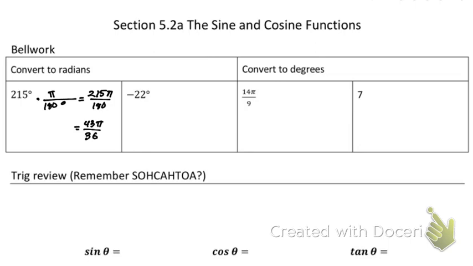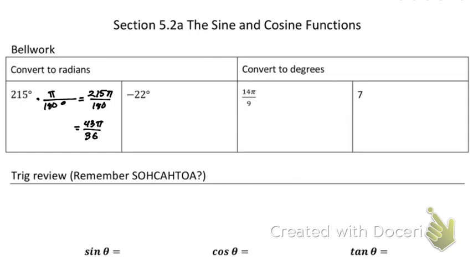Do not just plug that in your calculator. All right, the next one. I'm going to show you another method to basically know which order to put it in. Whatever you want to come out, if you want radians out, make sure radians are on top of your conversion. If you want degrees out, make sure degrees are on top of your equation.